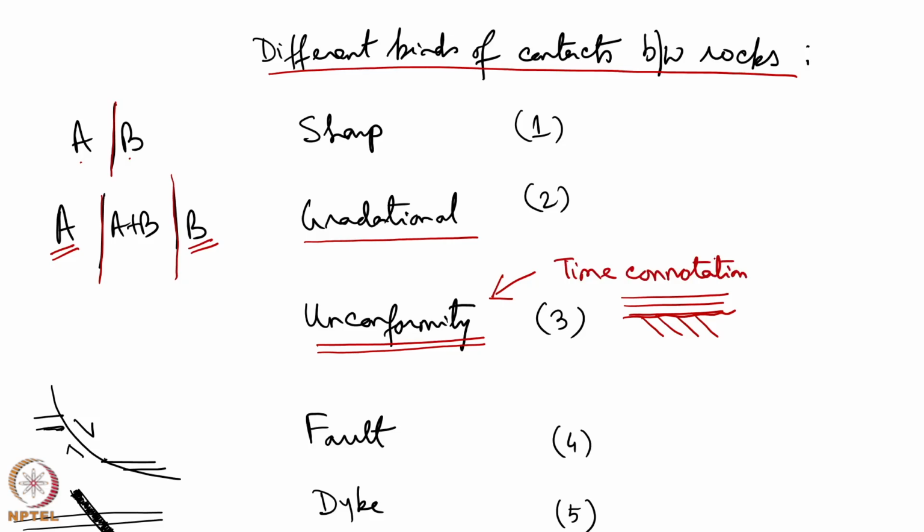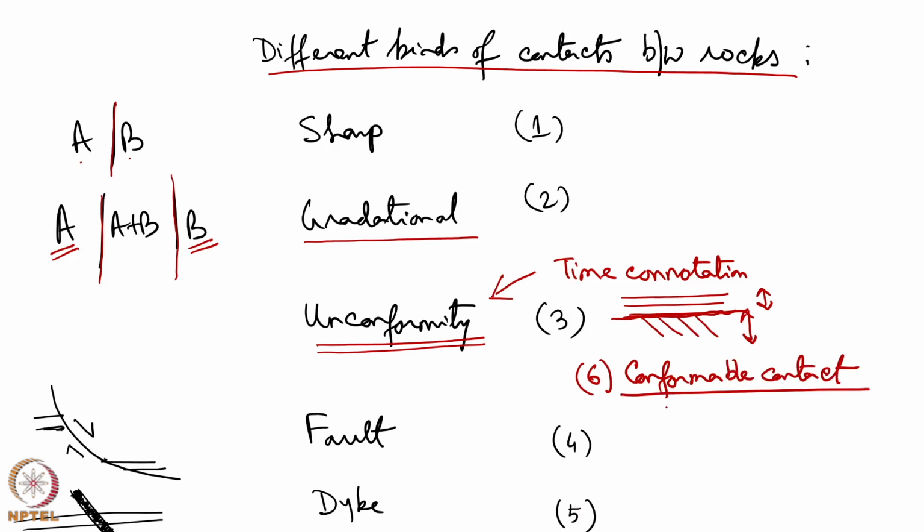That there is a time gap in deposition and that there can be an erosional surface between these two groups of rocks or these two sequences of rocks. Then we can think of conformable contact between rocks.